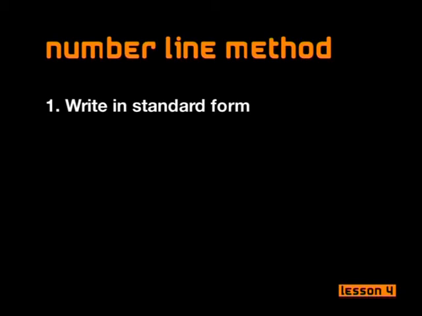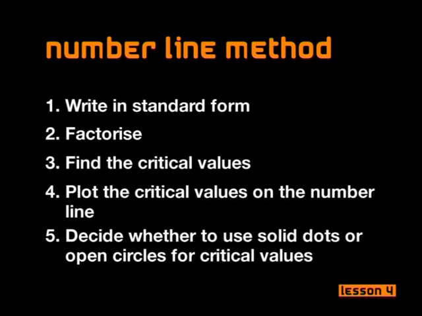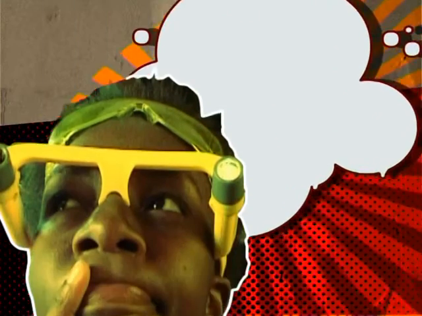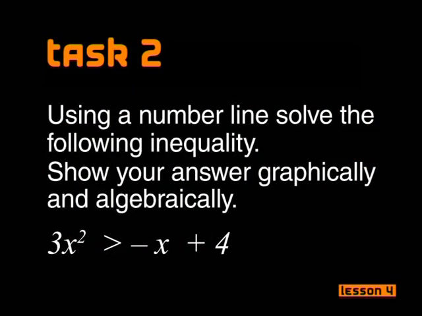As always, first we need to write the equation in standard form. Then we factorize and find the critical values. Next, we need to plot the critical values on the number line. Then we decide whether to use solid dots or open circles for the critical values. Once we have done this, we can check the regions on the number line and determine the signs in each region. And lastly, we give the answer range. Why don't you try this for yourselves with this example?